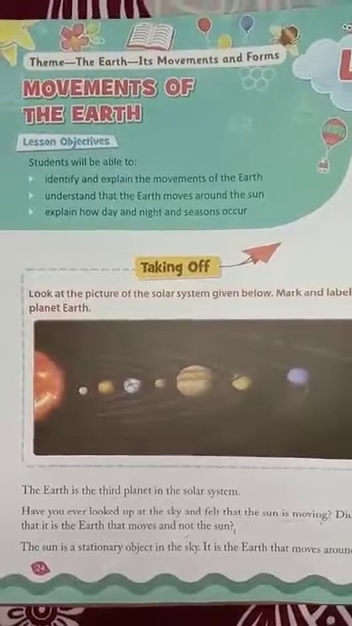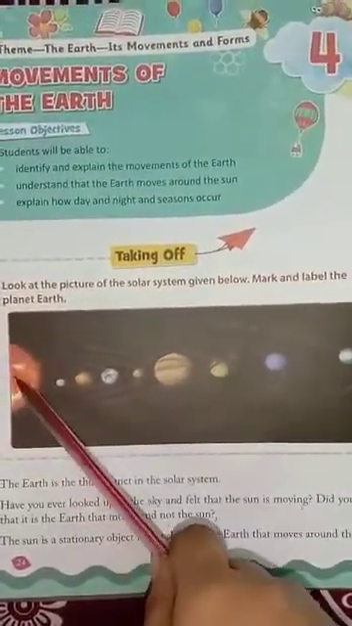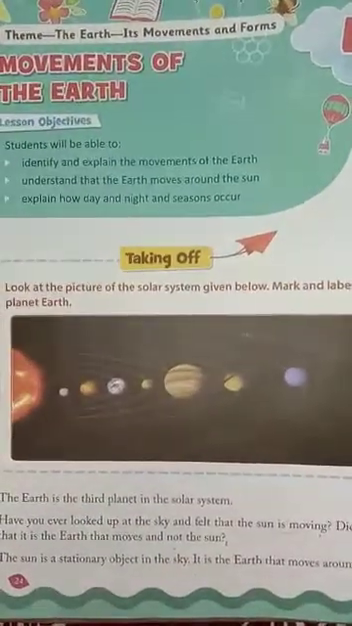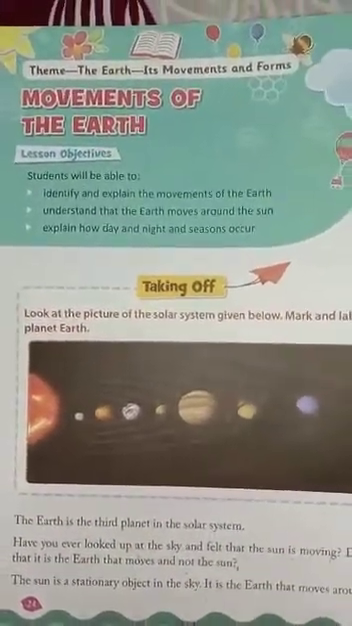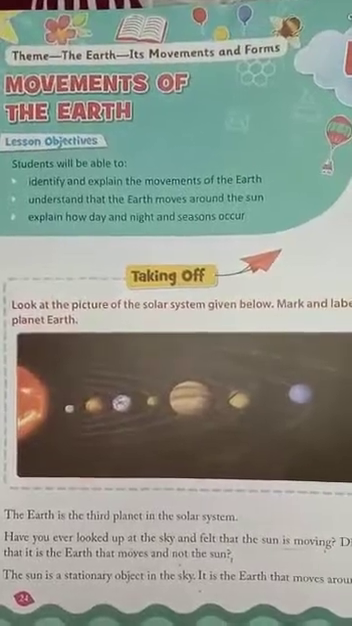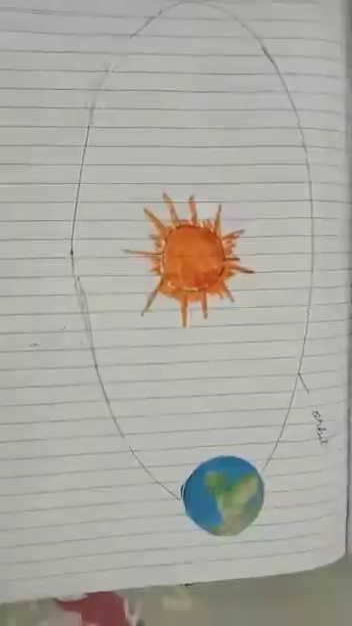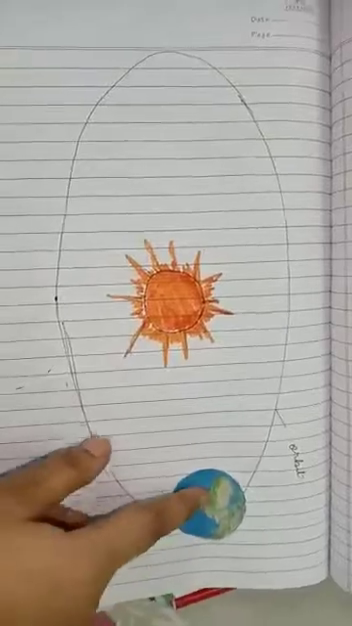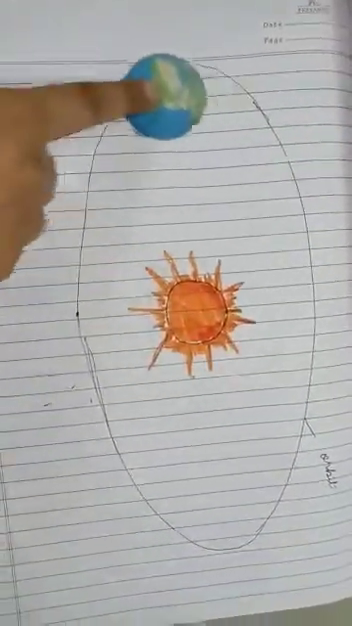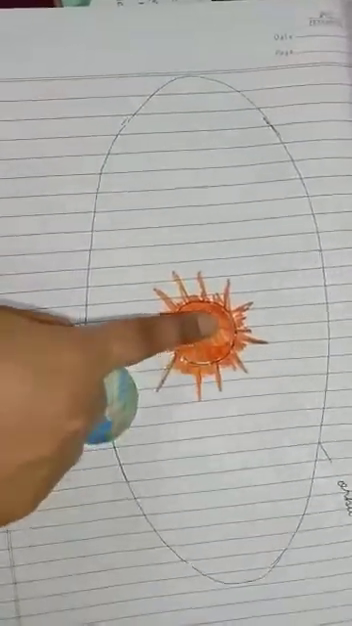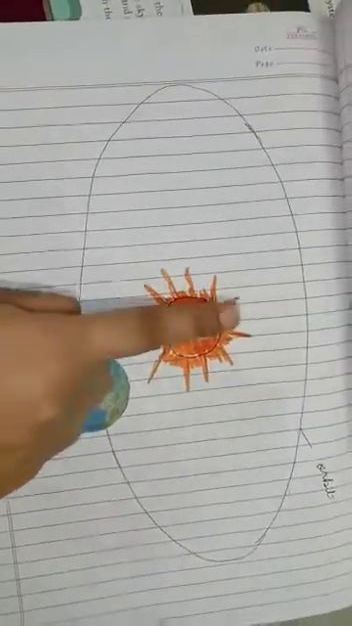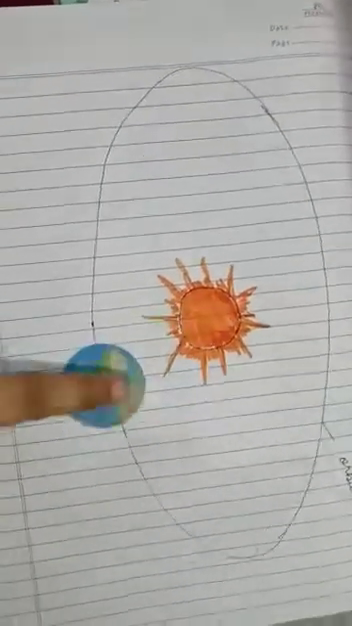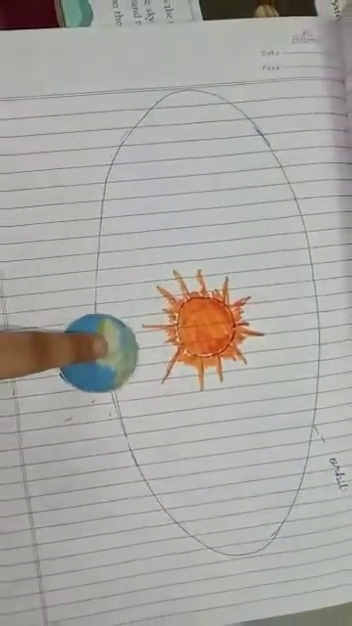Stationary object means it does not move. The sun does not move. It is a stationary object. It has a fixed position in the sky. It is the earth which moves around the sun. It is not the sun which is moving. The sun is a stationary object. It is the earth which moves around the sun.